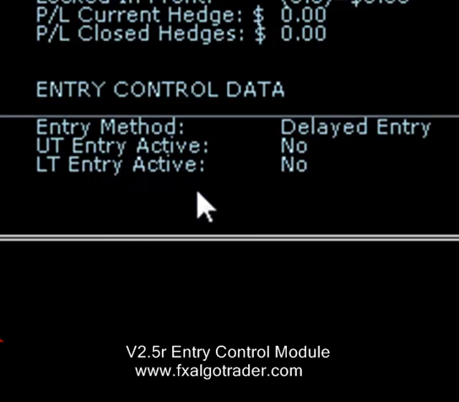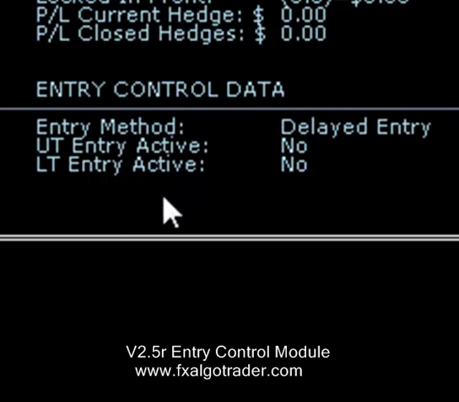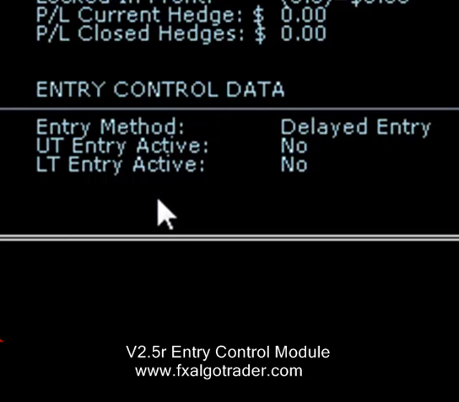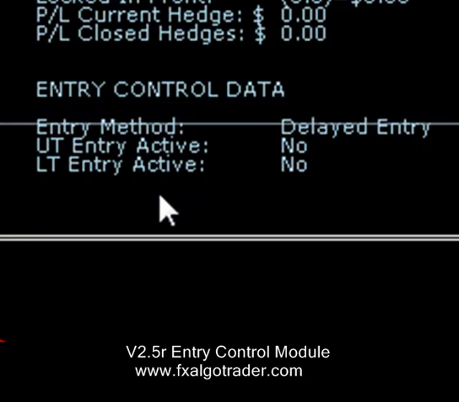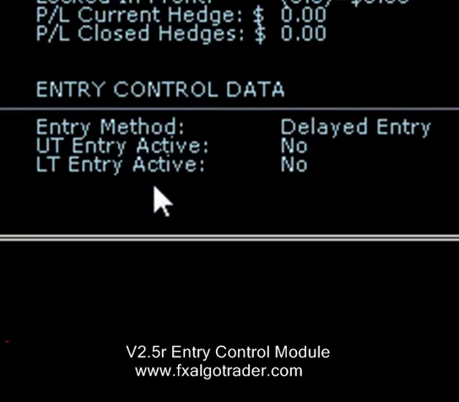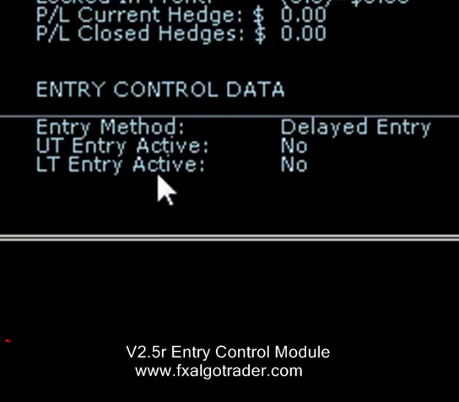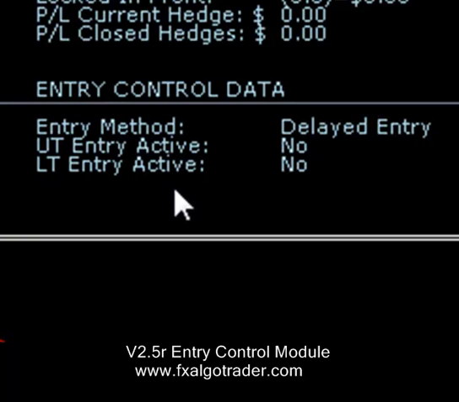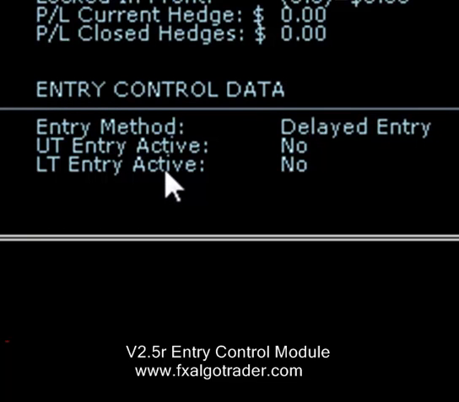We have a delayed entry method where the system will wait for the spread to break above or below the upper or lower trigger levels respectively. The spread must close above the trigger levels or below the trigger levels, and then once it does, the system will wait for one whole chart period. And if the spread is still above or below the respective trigger level, it will then send an entry active signal to the global variable table, which will then be picked up by the generic arbitrage engine.